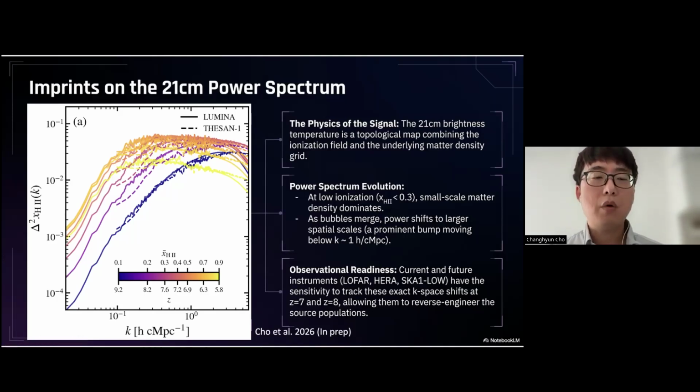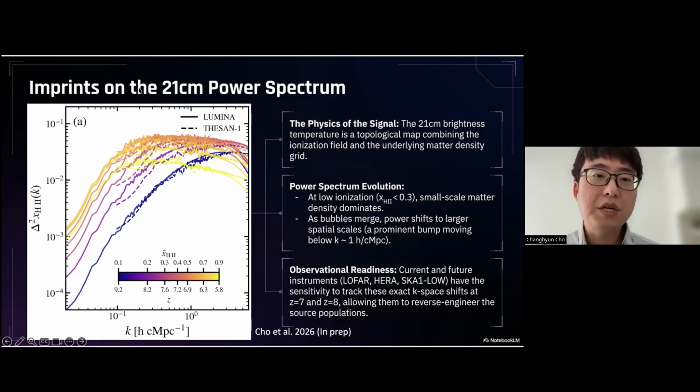So this can tell us about the ionization history. The peak of this power spectrum, starting from redshift 9, indicates the hydrogen bubble size. As redshift goes lower and the ionization goes onward, the peak of the power spectrum moves left and left. Left means the scale is getting larger and larger, which means the ionization bubbles are getting bigger and bigger, which confirms the inside-out ionization scenario. So this is something we can do.